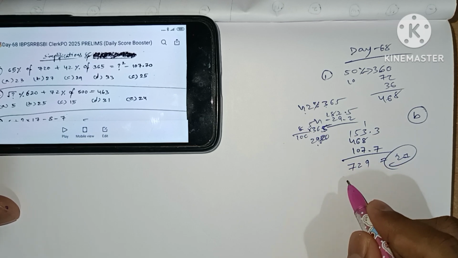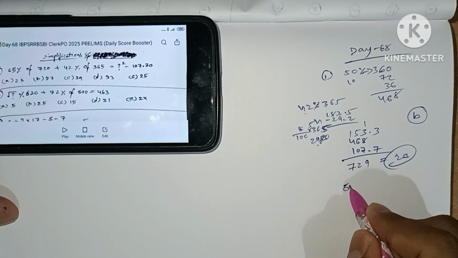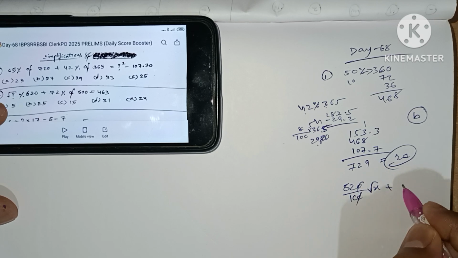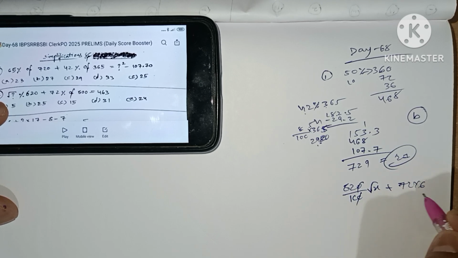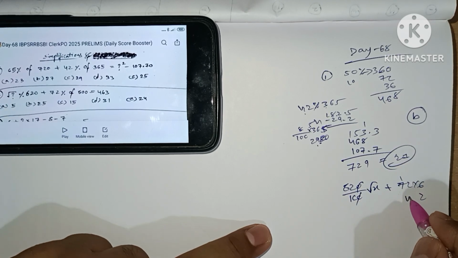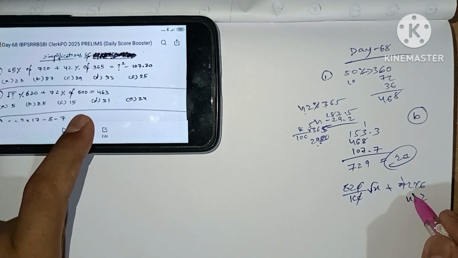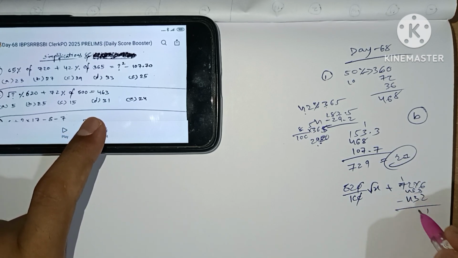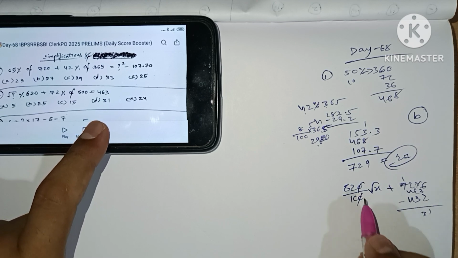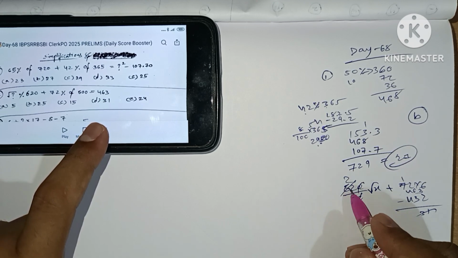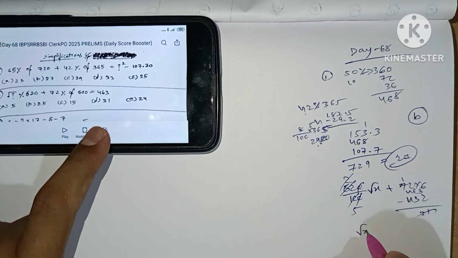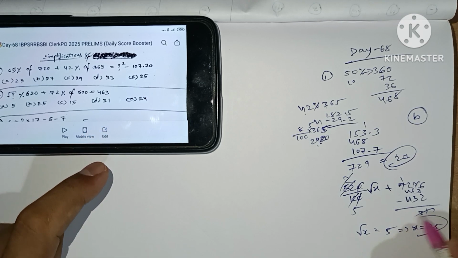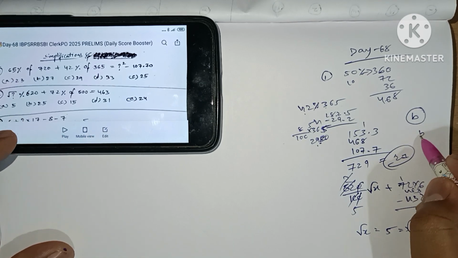Next, second question. Root over x percentage. So 620 divided by 100 root x plus 72 into 6 times 6. 463 minus 462, we get 1, 31, 2 times, so 5 times root x equals 5, so x value will be 5 square, 25. So the answer will be 25, option B.